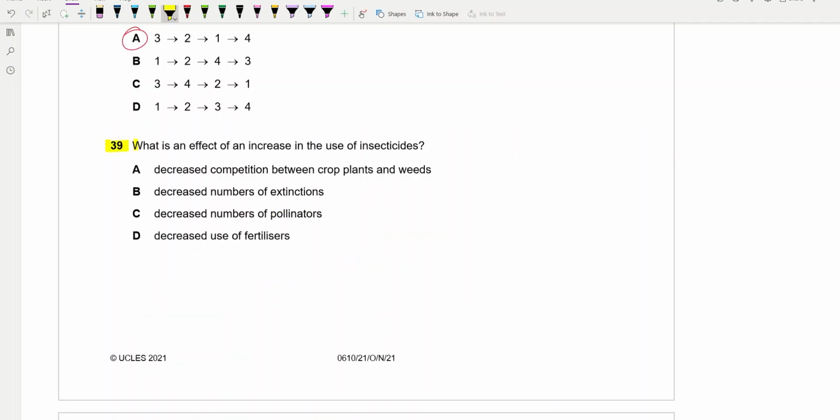Question number 39. What is an effect of an increase in the use of insecticides? Option A, decreased competition between crop plants and weeds. Option B, decreased number of extinctions. Both options are wrong. Option C, decreased number of pollinators, which is correct. Option D, decreased use of fertilizers. The correct option would be option C.